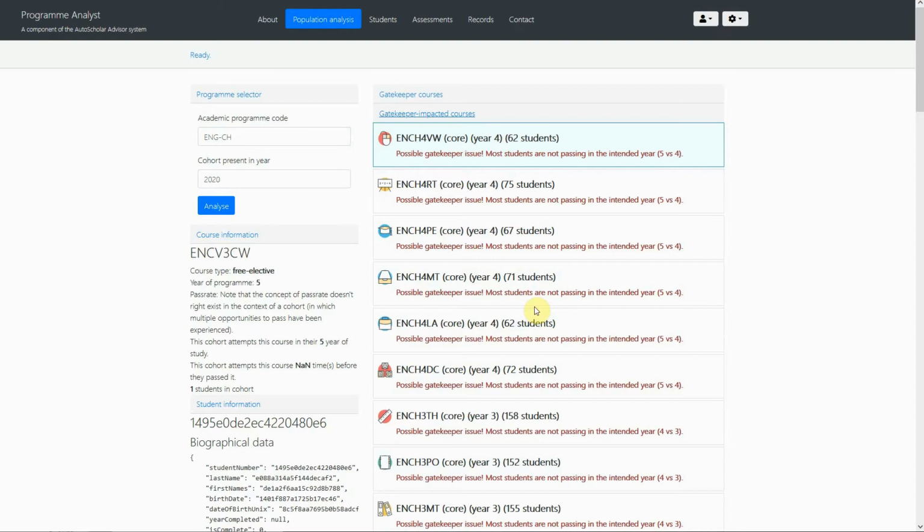The system has worked out where each course is supposed to lie in this academic program. It determines whether the course should be in the third or fourth year, and whether the students are on average actually taking this course later. In the case shown, the system has worked out that this is supposed to be a fourth-year course but most students are only taking it in the fifth year, which is why it highlights it as a possible gatekeeper-impacted course.